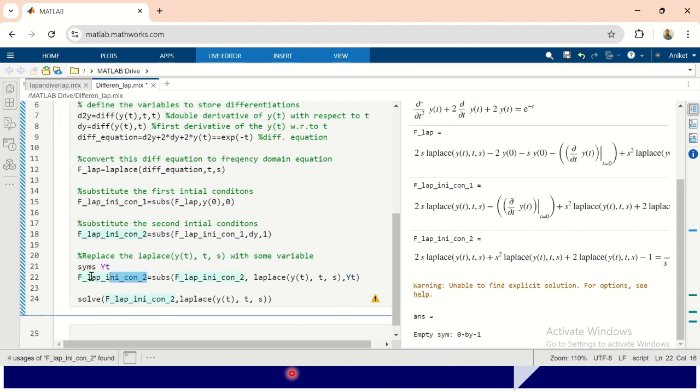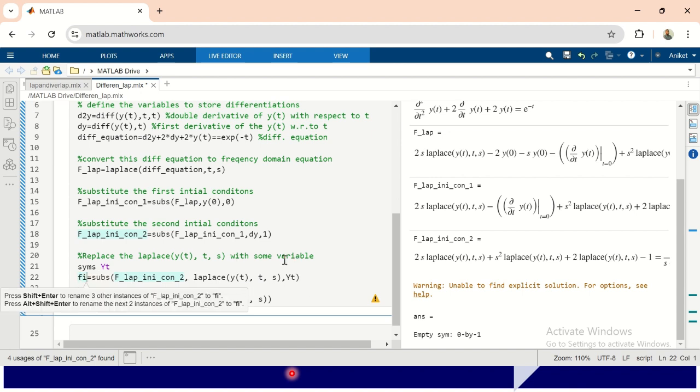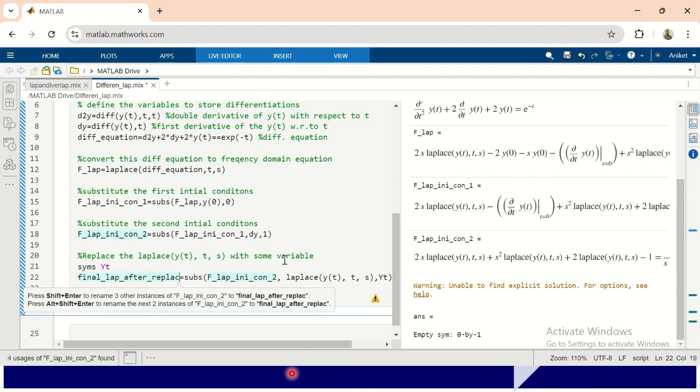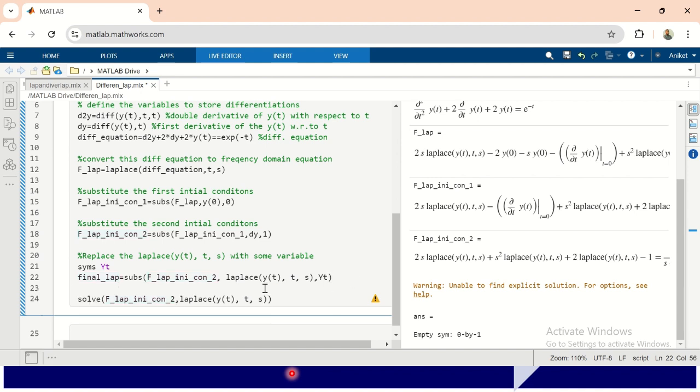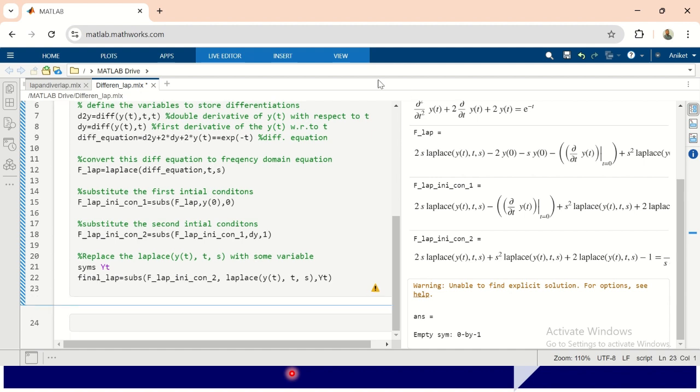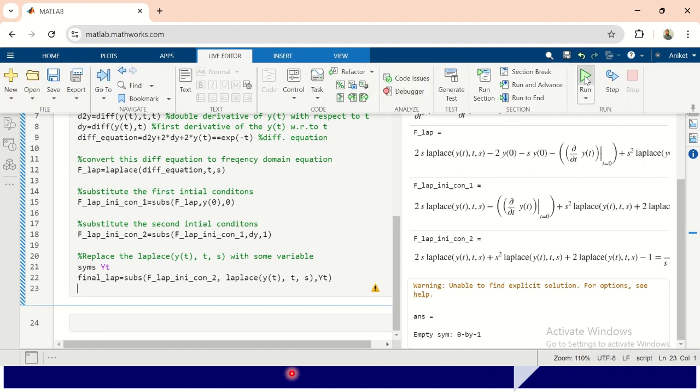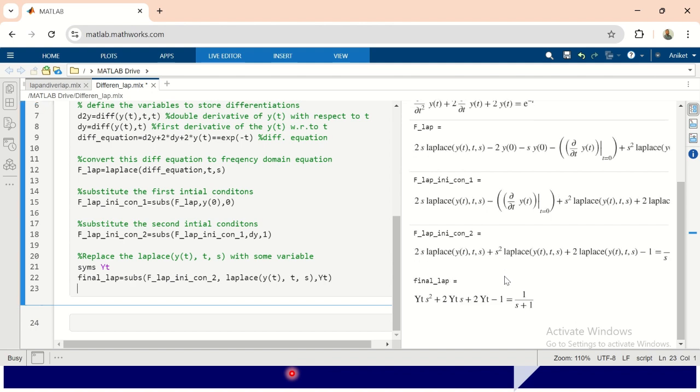Now what to name this? We have to name this something, final lap, after replacement, or I will say final Laplace equation. I will delete this thing and run. So yes, we got this final Laplace equation.